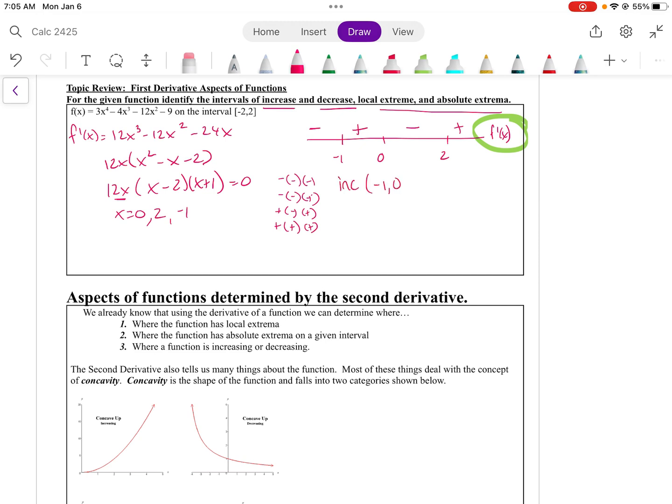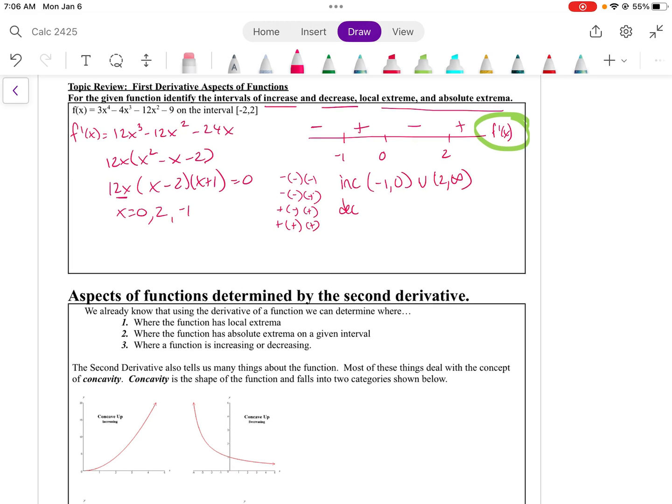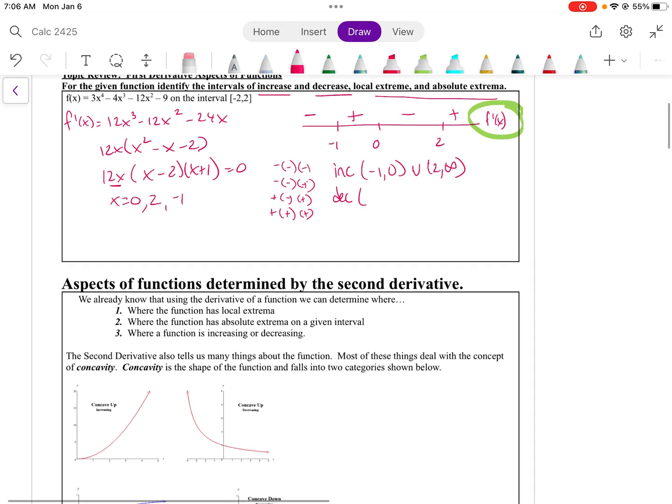So I can now answer my questions about increasing. It's increasing where the first derivative is positive, so that's from negative 1 to 0, and then again from 2 to infinity. It's decreasing where the first derivative is negative, so that's negative infinity to negative 1, and then again from 0 to 2.